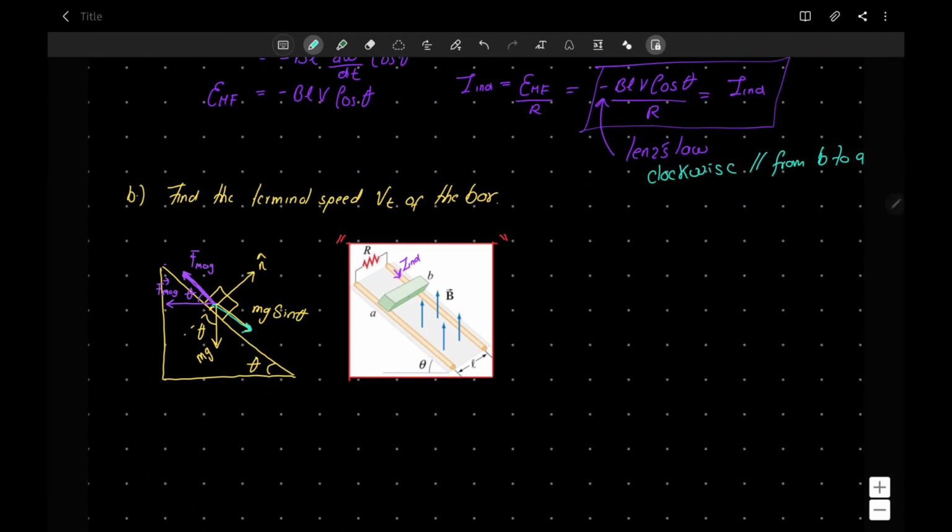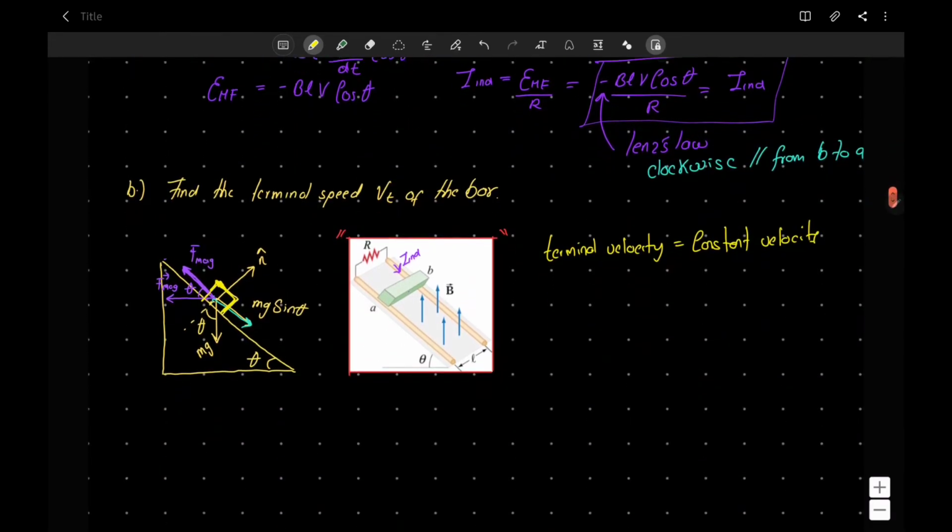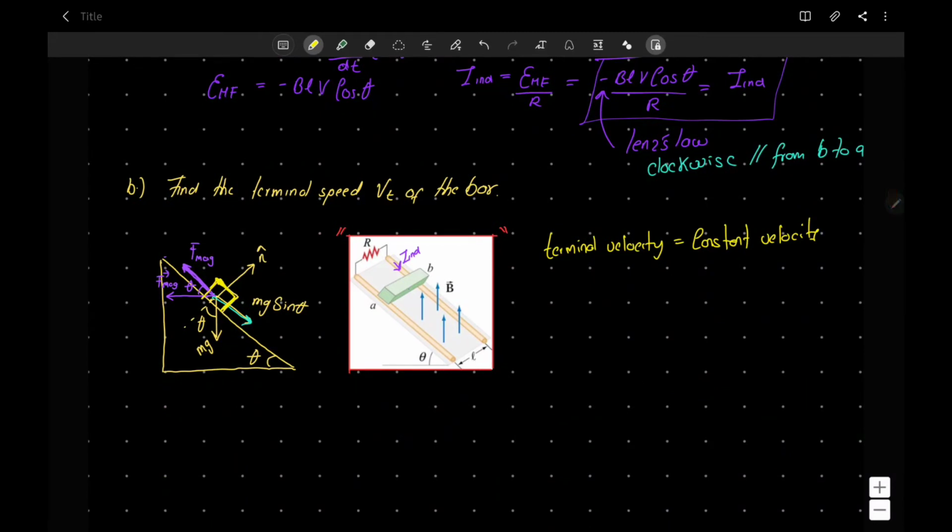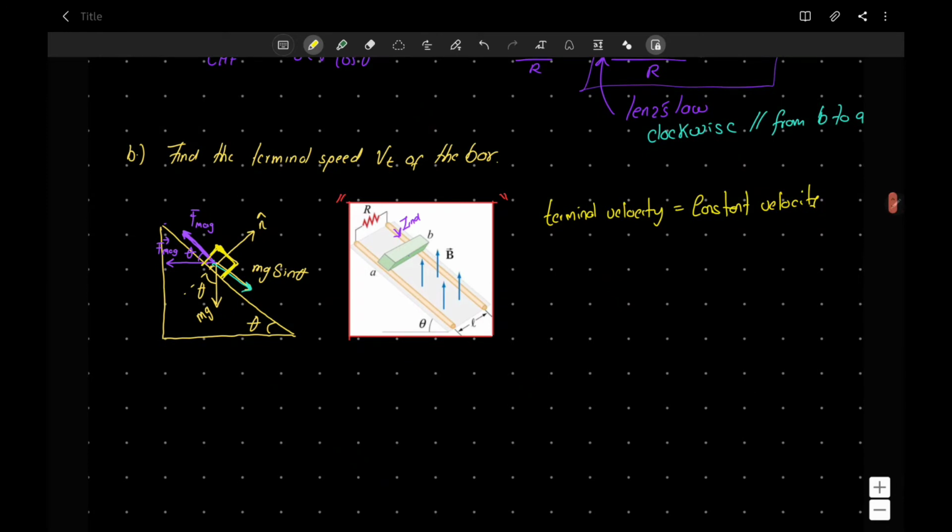As we already did the free body diagram here, where you can see the forces acting on that bar, we are going to say, as I told you, the terminal velocity is a constant velocity, because at rest, when this bar is released, it is accelerating because of the gravitational force, right? Just give me a moment. Now I'm going to focus on this other force, the magnetic force.